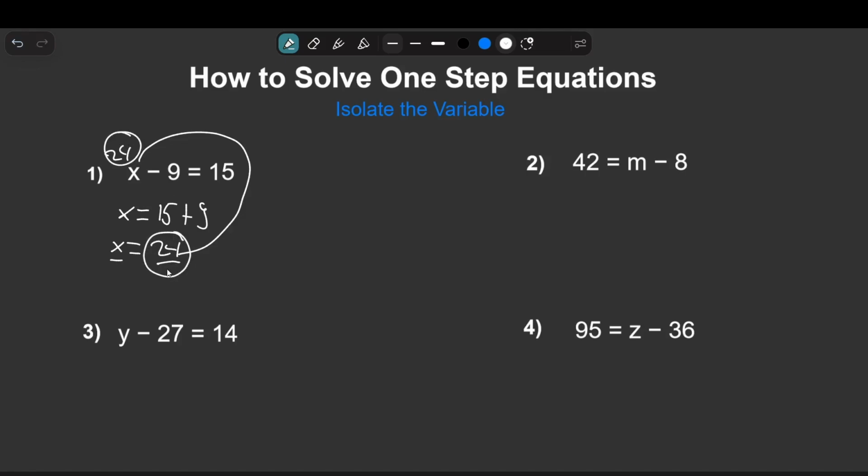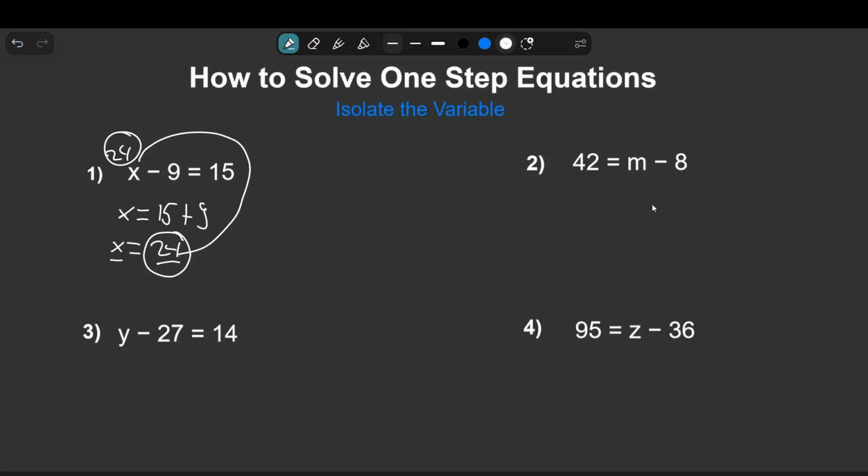So that was the first example. That one was very easy. Let's go over to the second example. They're basically all the same, but I made 4 examples for you guys just to get this down very well. So for the second example, we have 42 equals m minus 8.